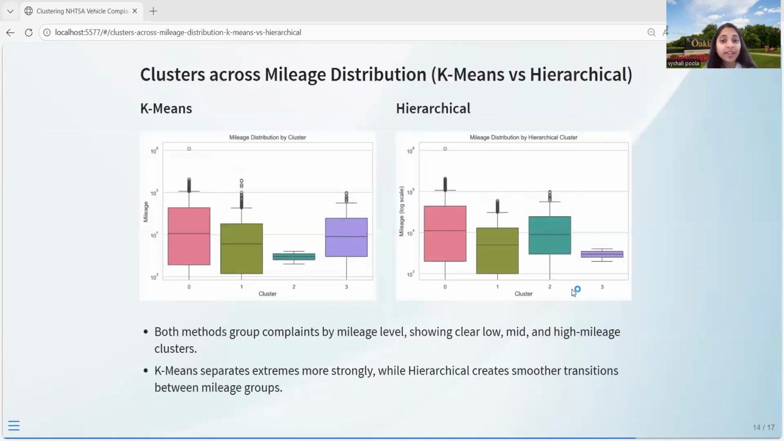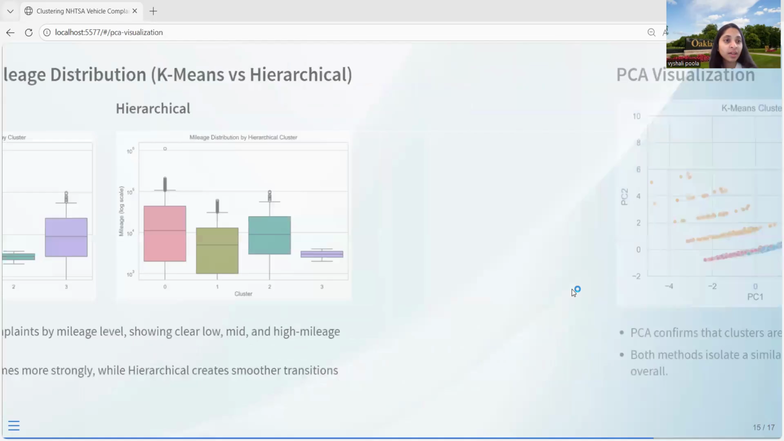One of the clearest findings was that both clustering methods grouped complaints by mileage levels. We see naturally low, mid, and high mileage complaint groups. K-means tends to isolate extremes more aggressively, while hierarchical produces smoother transitions. Either way, mileage is a strong differentiator in how complaints behave.